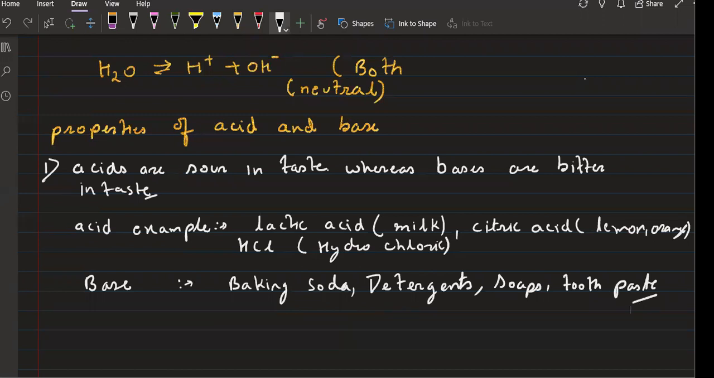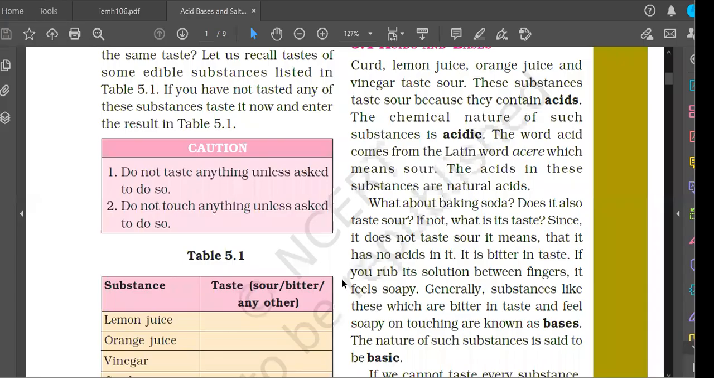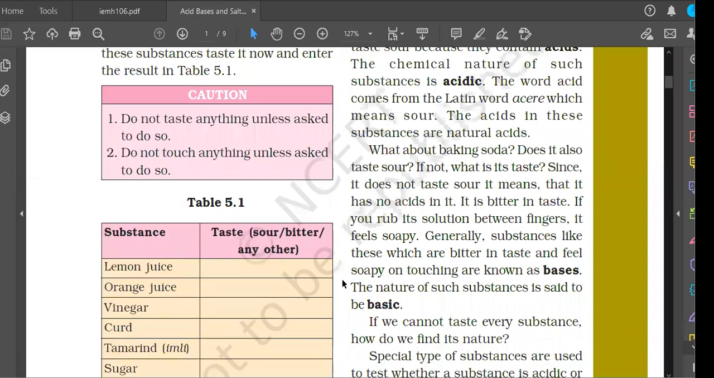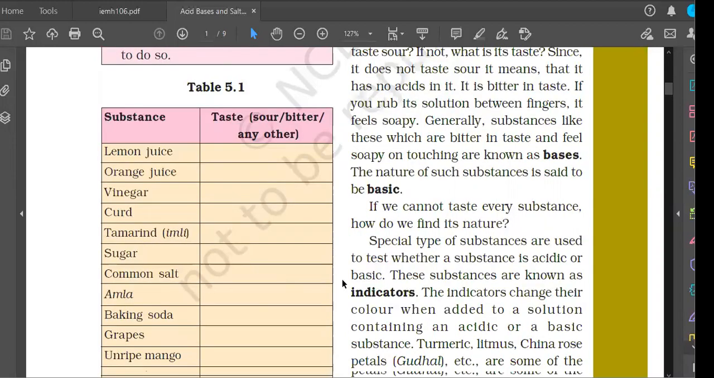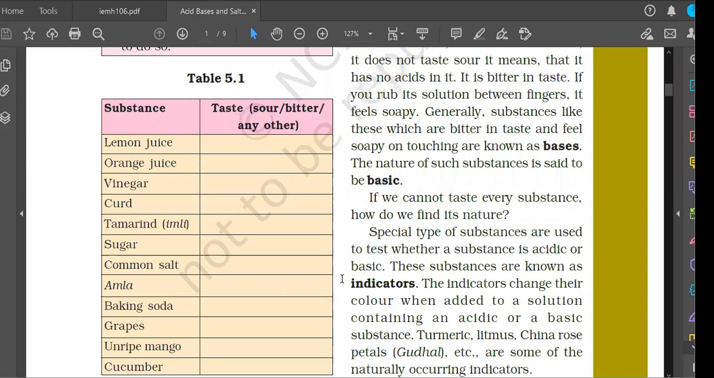So these compounds contain bases. Got it, everyone? Okay. So till now we studied what is acid, what is base, what is the property of acid and property of base. So we just studied one property. Right? There are many other properties. So we will discuss all these properties one by one and how it is identified.